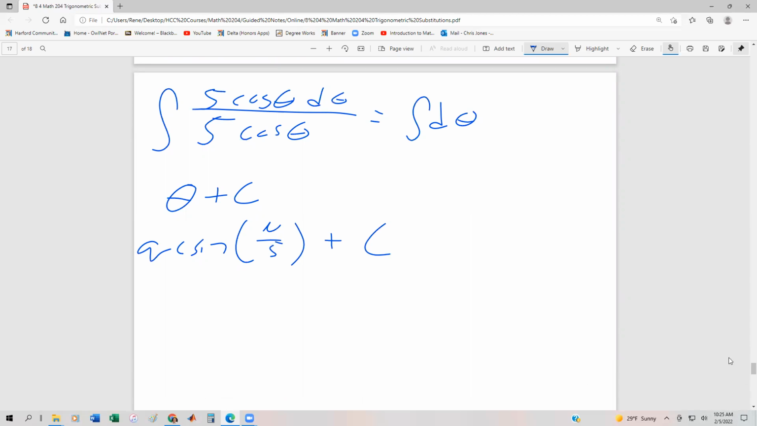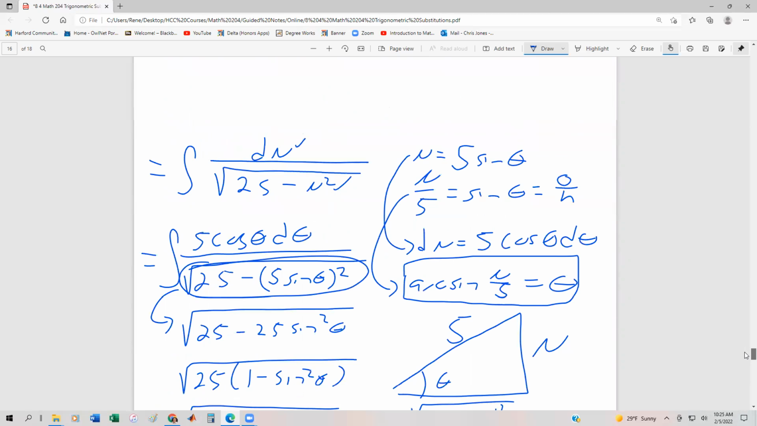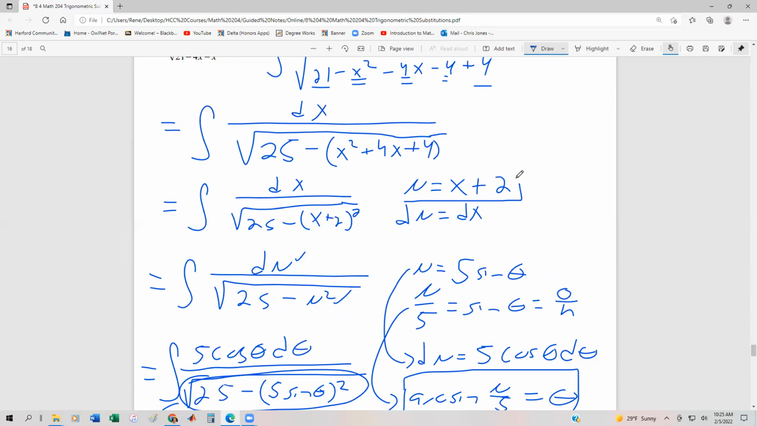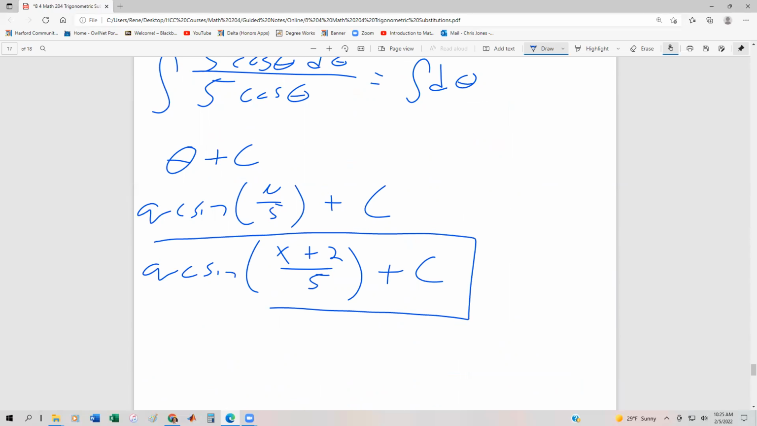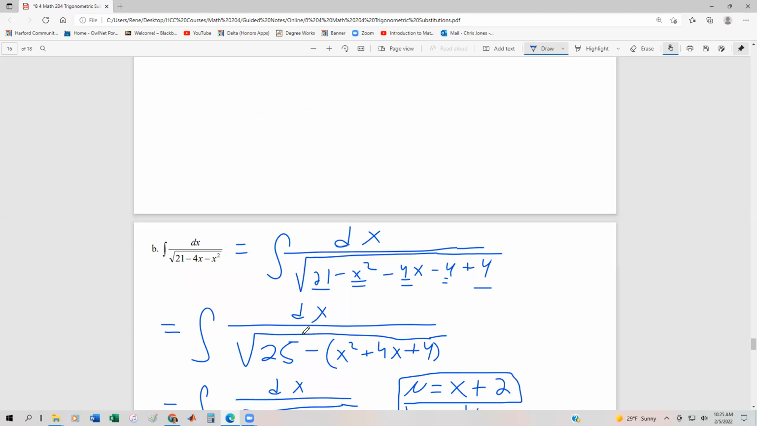And then the very last thing we have to do is remember that u was x plus 2. Remember all the way back up here, because we had to do the completing the square, u is equal to x plus 2. And so we end up with the arcsine of x plus 2 divided by 5 plus c. And that should be the most simplistic answer that we can get out of this. Of course, if you want to verify your answer, you can find the derivative of this. That's not too bad to find the derivative of, but you'd have to do a lot of manipulation to get back to the original integral.